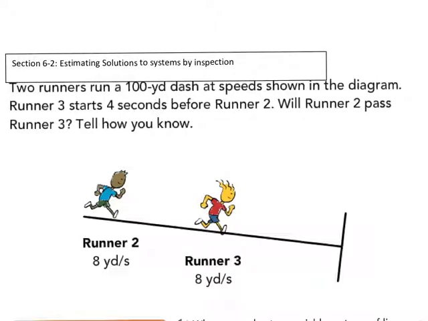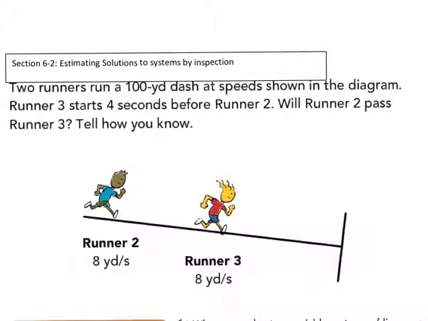In Section 6.2, we are going to estimate solutions to systems by inspection. So that means just looking at different things. In this first example, two runners run a 100-yard dash at speeds shown in the diagram. If you look at the speeds, runner 2 runs 8 yards per second, and runner 3 also runs 8 yards per second. Runner 3 starts 4 seconds before runner 2. Will runner 2 pass runner 3?